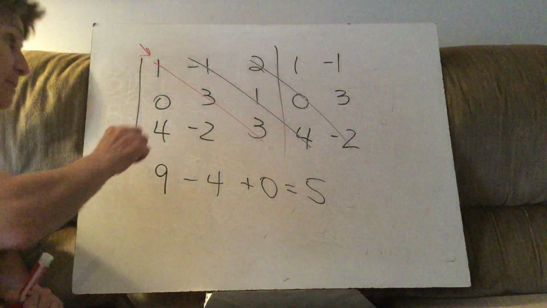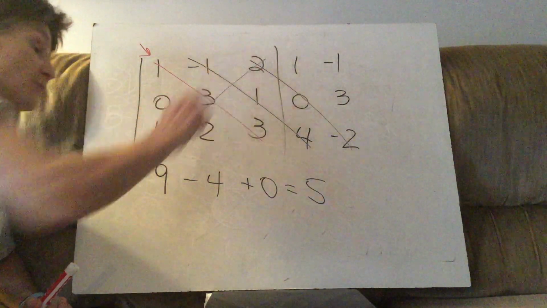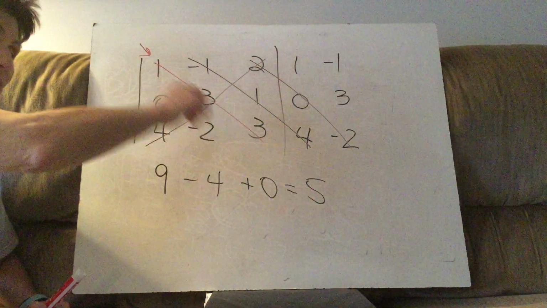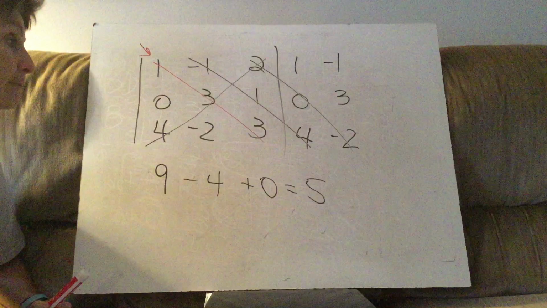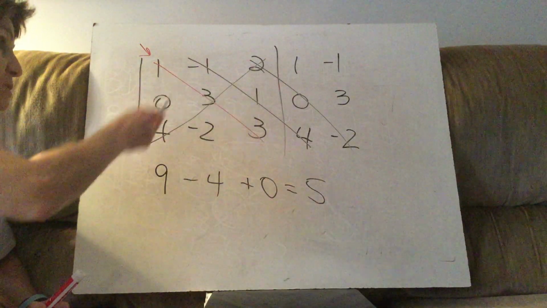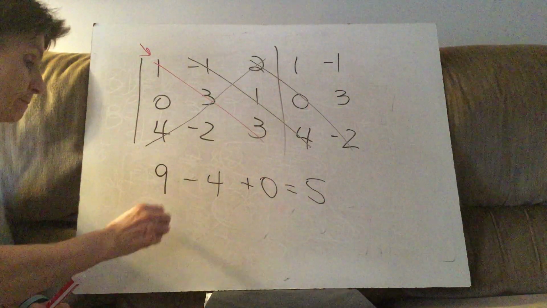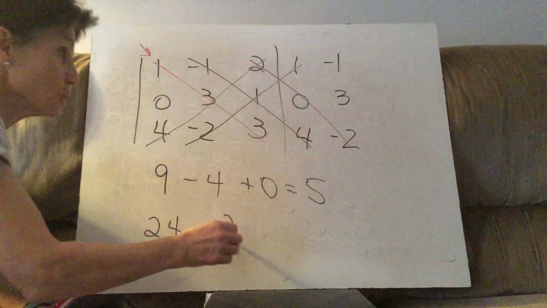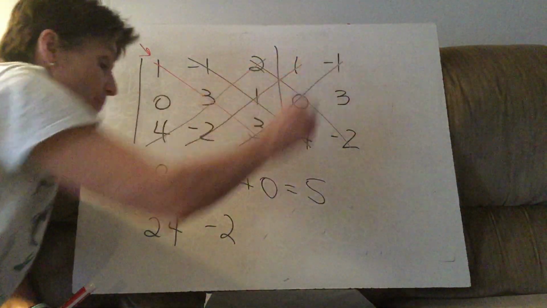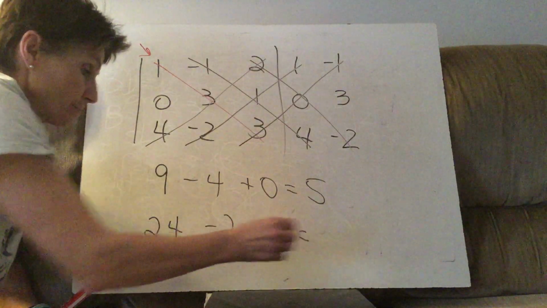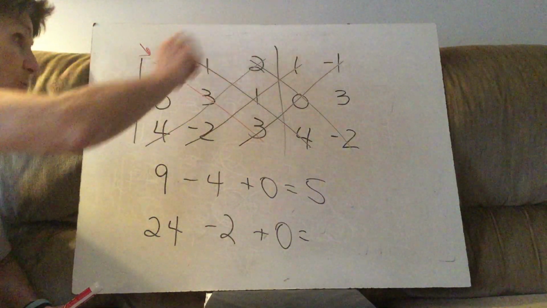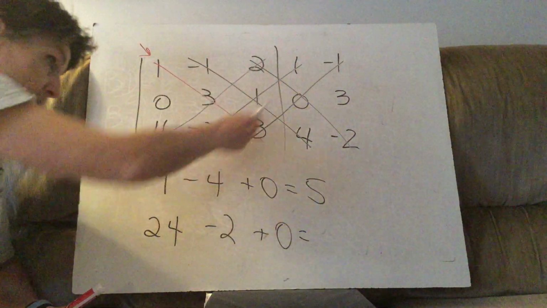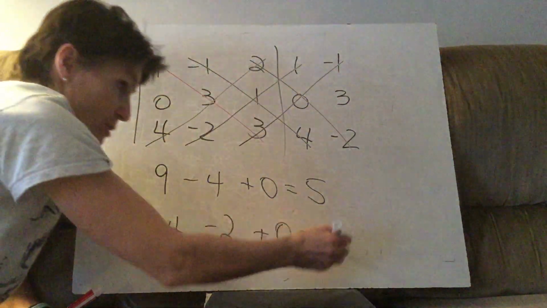Now we're going to go in the opposite direction. And you got to do it in this order, kids. That's why I made that one red. I want you to start with that one. That's the first thing you should do. Okay, so I'm going this way now. So that's 24. Negative 2 and 0. So I'm going to add up a 24, a negative 2, and a 0. It's 22.